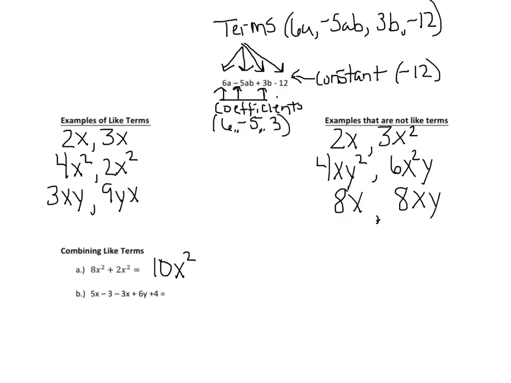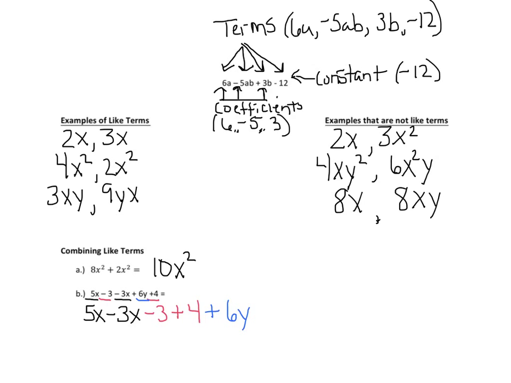Now for B, we have more things involved here. So we're going to start with the first one, which is a 5x, and its like term is a negative 3x or a minus 3x. Either way, it stays with the 3x. So I'm just going to put 5x minus 3x next to each other because I'm going to put all my like terms together. Next we have minus 3 and plus 4. Those are two constants. So minus 3 and plus 4. Again, the sign is staying with it. And lastly, we have plus 6y.